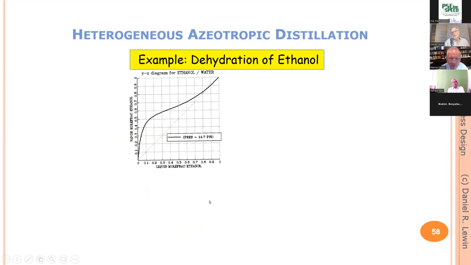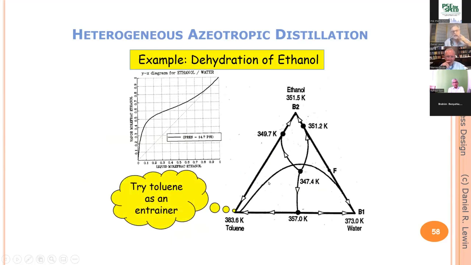And the example, of course, the classic example is dehydration of ethanol. Well, ethanol unfortunately has an azeotrope too, right? This isn't really vodka, okay? So in order to get 100% ethanol, we obviously need to add something. And so one possibility is to add toluene as an entrainer.